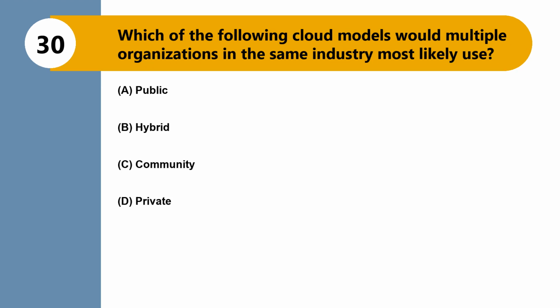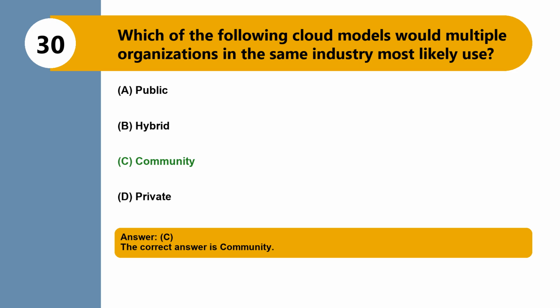Question 30. Which of the following cloud models would multiple organizations in the same industry most likely use? Option A, public. Option B, hybrid. Option C, community. Option D, private. The correct answer is option C, community.